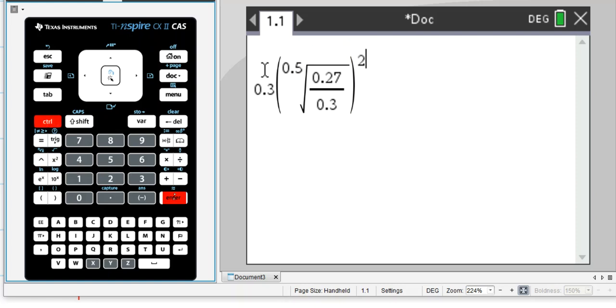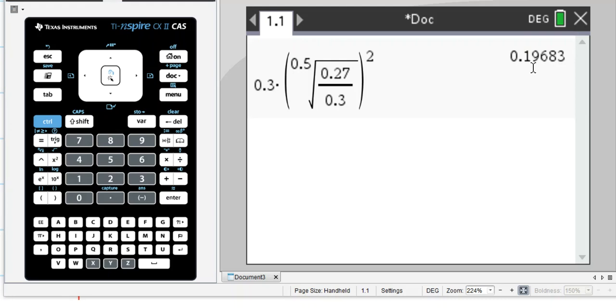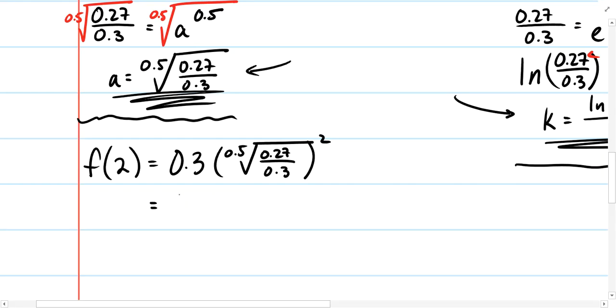And I'll press Control Enter because I know I want a decimal. And my calculator displays 0.196. And when we round that to the hundredths place, that's the second decimal, I like 0.20. So 0.20, and we're talking about moles here.